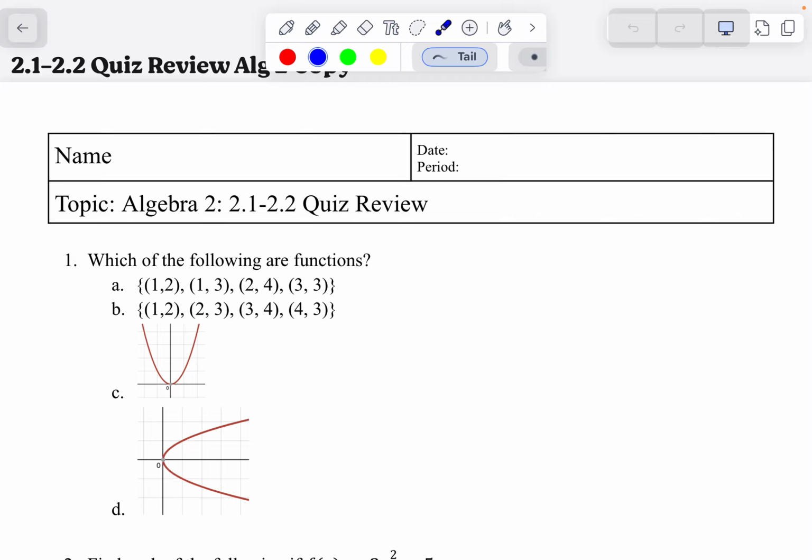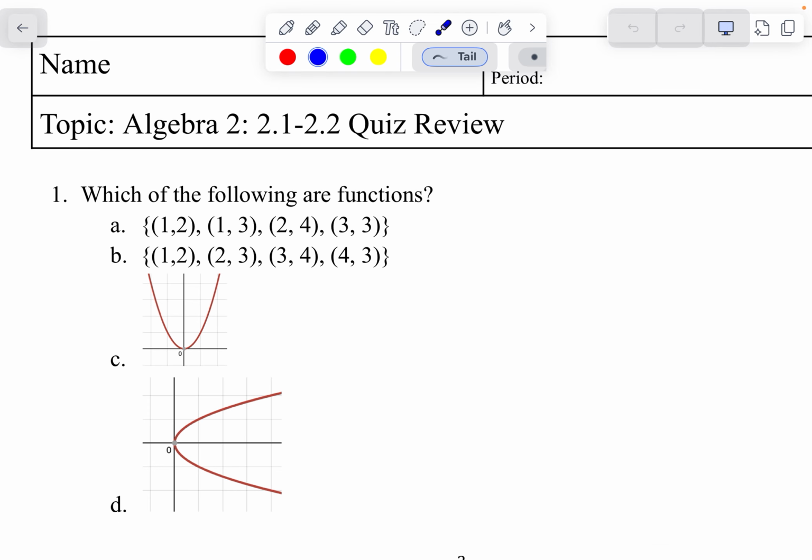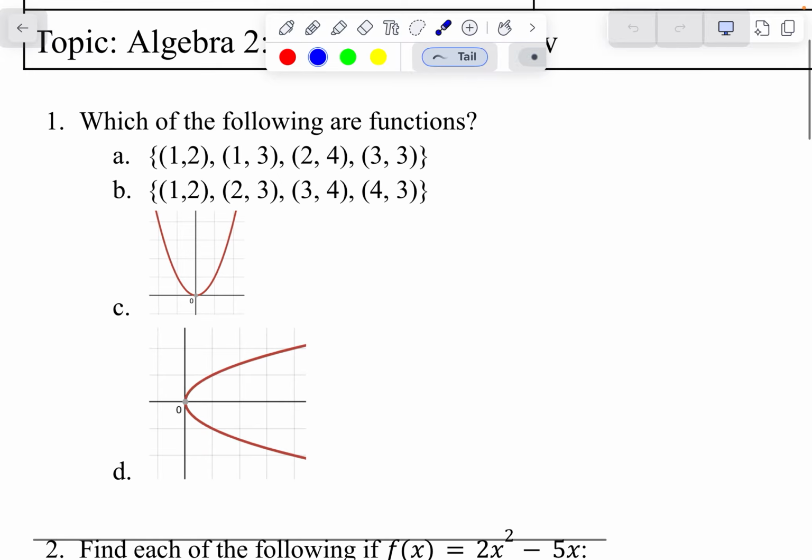Now, I have posted all of the 2-1 and 2-2 videos, so you're welcome to go back and look at those to get ready for the quiz as well. Okay, so feel free to write on regular paper, graph paper, combination of the two. You'll take pictures of those, but I want you to take them with you to study. Okay, so at this time, let's take a look at problem number 1. It says, which of the following are functions?